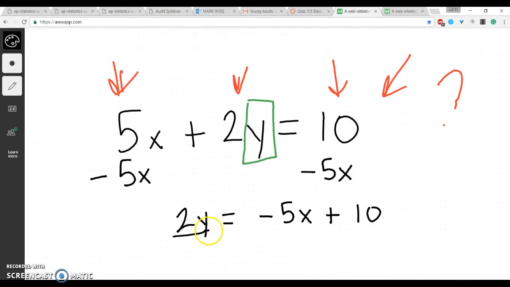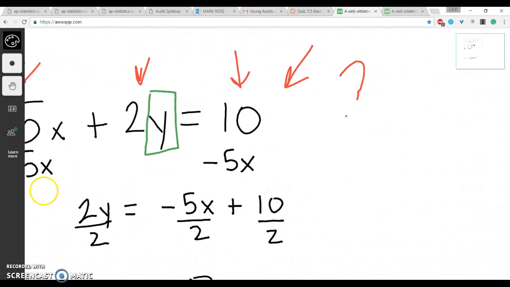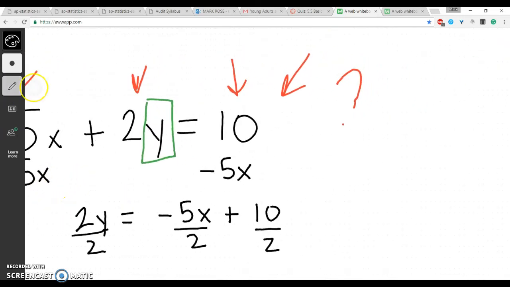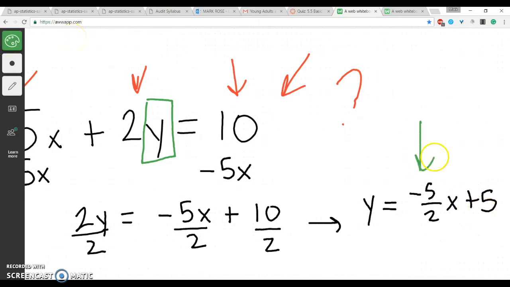Last thing we're going to do is we're going to divide by this 2. And that is going to end up giving me y equals negative 5 over 2x plus 5. And now it's really easy to see all the information. Like this would be my slope, and this would be my y-intercept. And now that's very easy to graph.